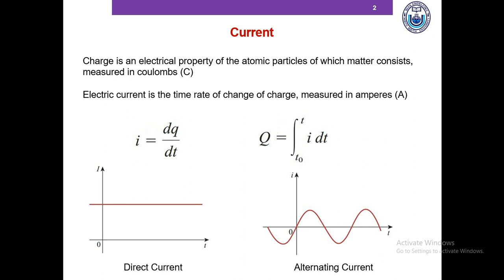If the value of current does not change with time, it is called direct current or DC current, as shown on the left here. And if the current varies sinusoidally with time, as shown on the right here, it is called alternating current or AC. So for AC current, the current value starts from 0, then goes to a positive maximum, then it comes back to 0 and goes to a negative minimum, and then it comes back to 0 again, and the cycle continues.